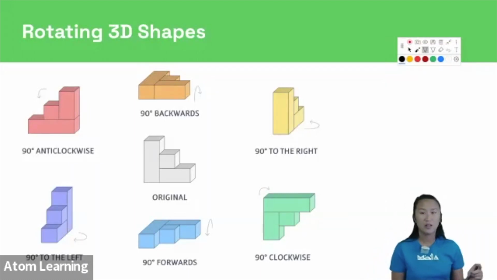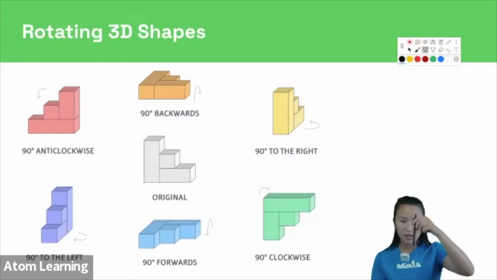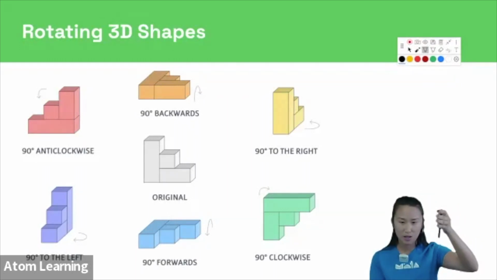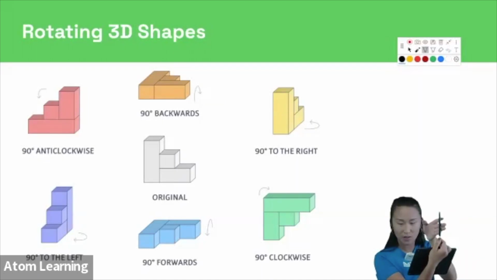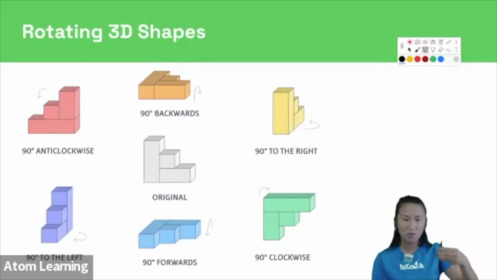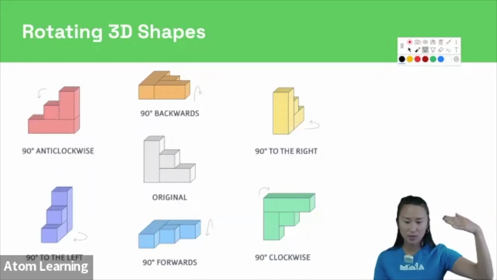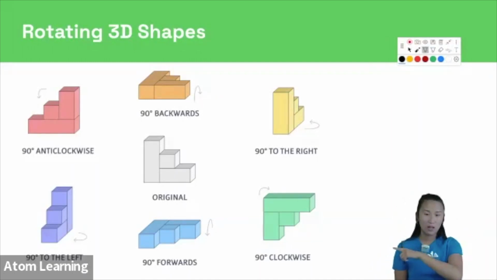And next, our 3D shapes can rotate to the left and to the right. So if we picture our shape like this and then pivot it to the left and then pivot it to the right like that. And then we can also rotate our shape forwards and backwards, as shown in this image over here.